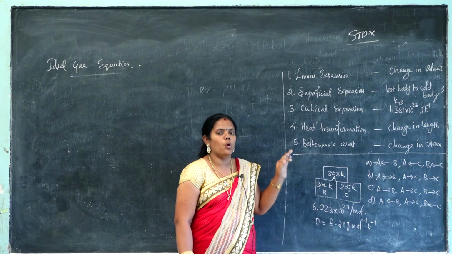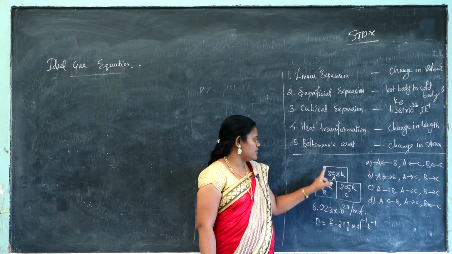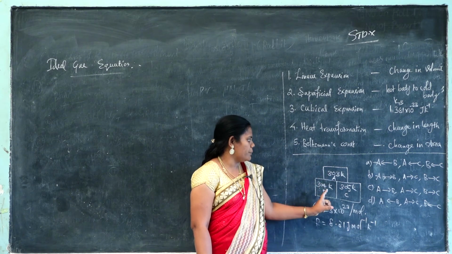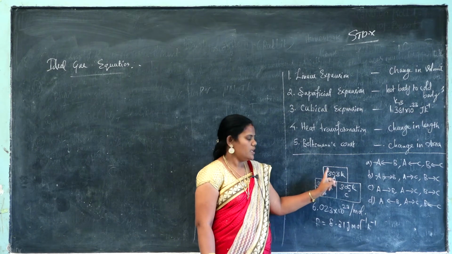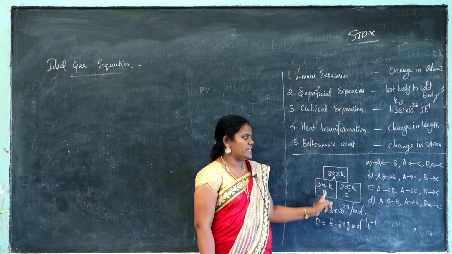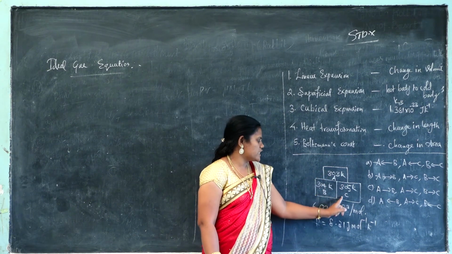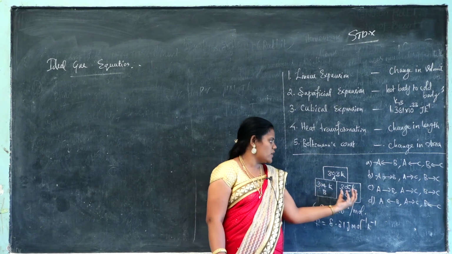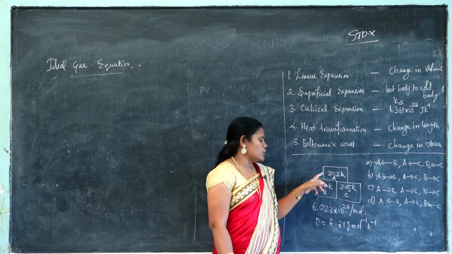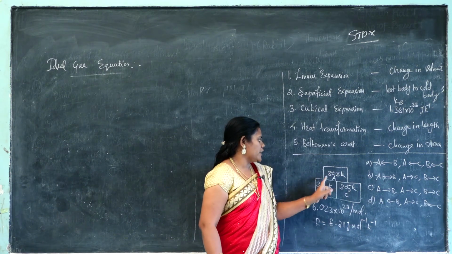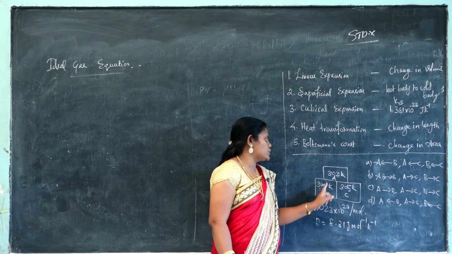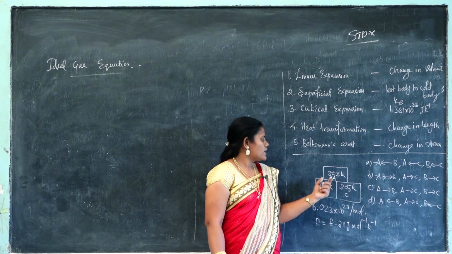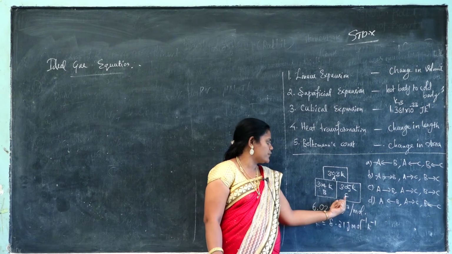From high value to low, it will transfer. So which is high? First, the heat will be transferred from B to A. Okay, B 304 to 303. So B to A. Then C to A. Then C to B. Clear? Because C has the high temperature. So comparing A and B, the heat will be transferred from B to A. Comparing C and A, the heat will be transferred from C to A. Comparing B and C, the heat will be transferred from C to B.